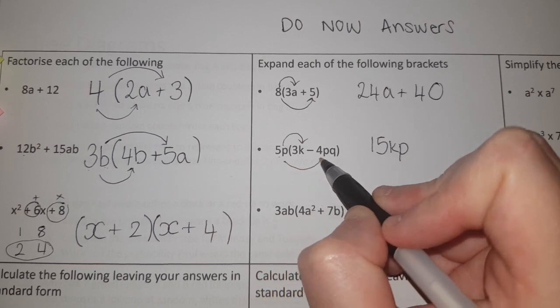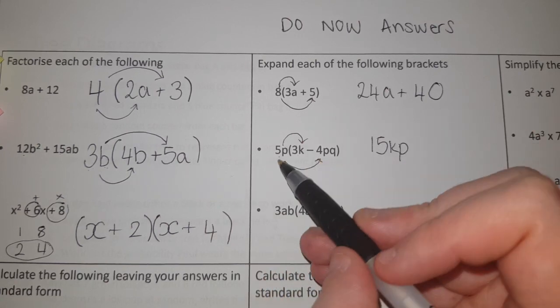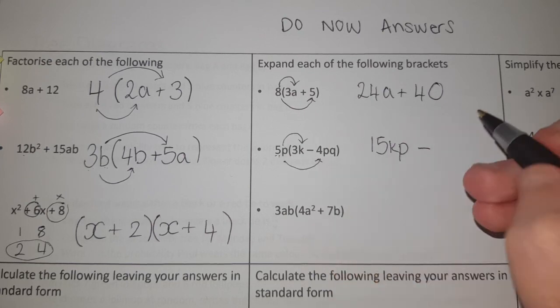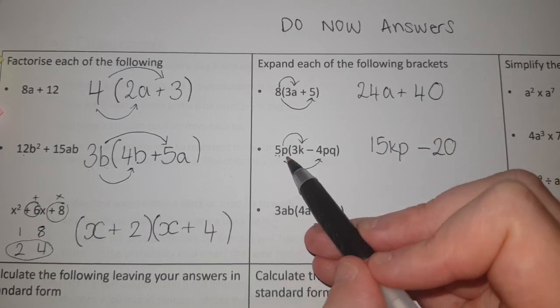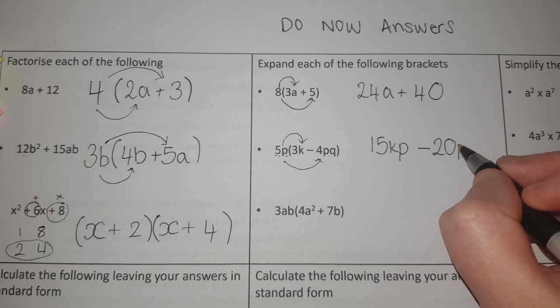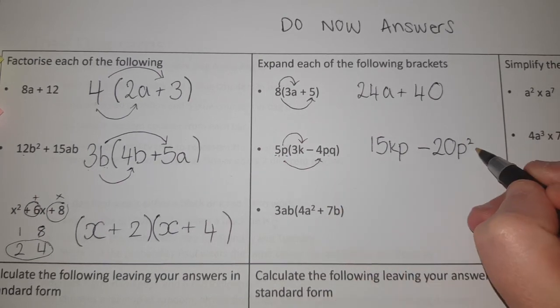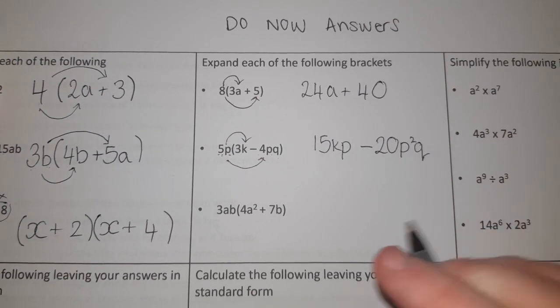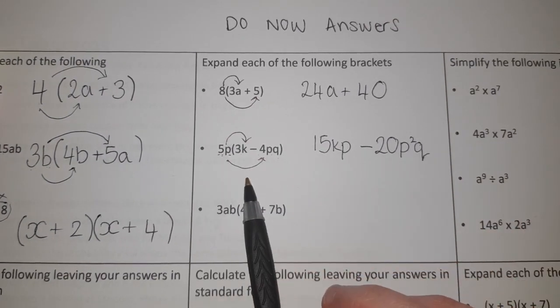And then 5p times minus 4pq. Well, a positive number times a negative makes a negative. 5 times 4 is going to give me 20. I've got p times another p, so that's going to make p squared. And then I've also got the q. Okay, so a lot trickier, but you are more than capable of doing it. Just take it a step at a time.